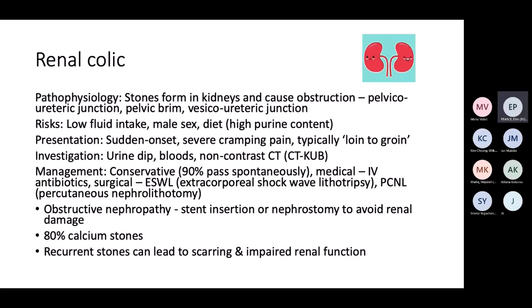It can also be done percutaneously, and that's useful for what we call staghorn calculi, so large stones that are stuck in the kidney itself. If someone's got signs of obstructive nephropathy, so declining kidney function, we need to insert a stent. Or if they're infected and obstructed, we do something called a nephrostomy, so an external drain to drain off that infection and try and preserve their renal function.